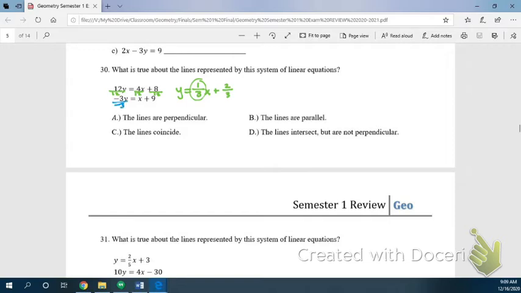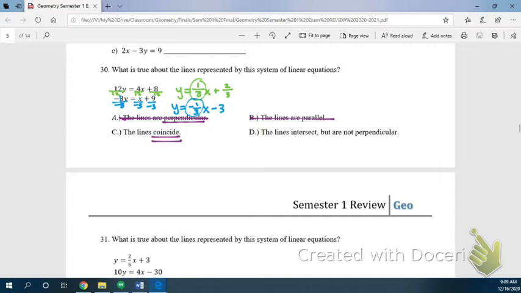When I divide by negative 3 on this other equation, I get that I have a slope of negative 1/3 and then a y-intercept of negative 3. So the slope is negative 1/3. The slopes are not the same, so they are not going to be parallel. The slopes are also not opposite reciprocal. They're opposites, but they're not reciprocal, so it can't be perpendicular.